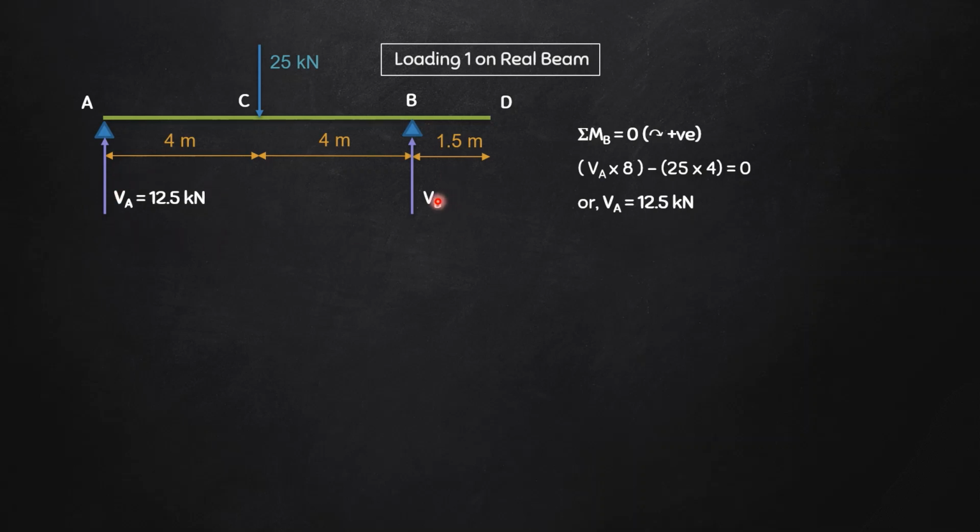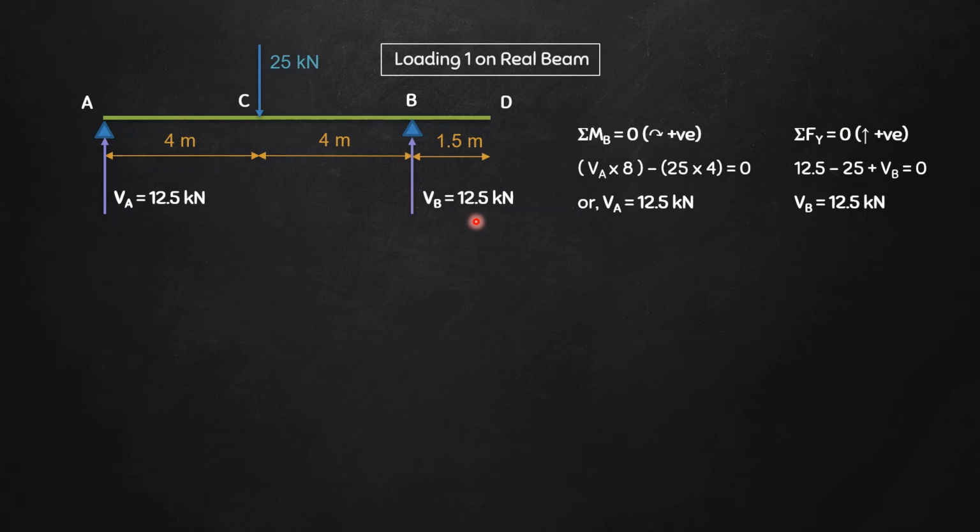In order to find VB, I can simply use summation of Fy equals 0, and I am taking upward force as positive. Therefore, we'll have 12.5 minus 25 plus VB equals 0. And if I solve this, I'll get VB equals 12.5 kilonewton. And again, since this is plus, our chosen direction is correct. So therefore, I can directly write here 12.5 kilonewton.